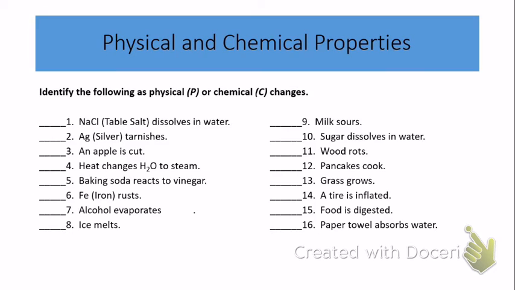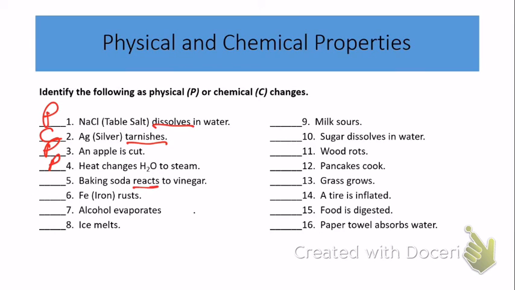All right. Table salt, sodium chloride, dissolves in water. The key word is dissolve. That indicates a physical change. Silver is tarnishing. The key word is tarnish. That's got to be chemical. It's changing. An apple is cut. If you cut something, it's just a physical change. Heating water to steam. That's a physical change. It's just a phase change.